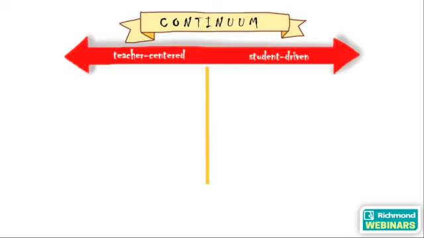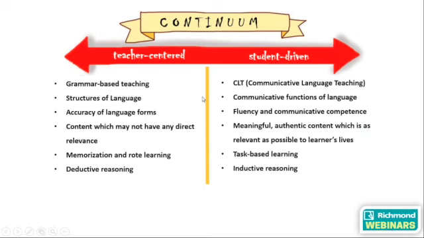Okay. So let's say that we are living a moment in which we have different approaches and different methodologies used in the classroom. You may decide which is the approach that you use. It could be more of a teacher-centered approach. It could be more of a student-centered approach. If you decide to go for the teacher-centered approach, these are the points you would focus on: grammar-based teaching, structures of language, accuracy, content memorization, deductive reasoning. Now, if you go more for the student-centered approach, you go into communicative language teaching, task-based learning, inductive reasoning, more fluency, communication.